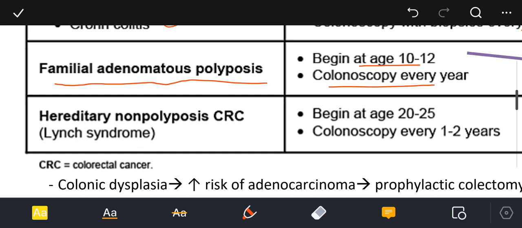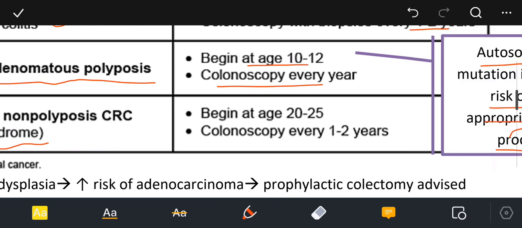The next point is about hereditary non-polyposis colorectal cancer, also known as Lynch syndrome. It begins at age 20 to 25. The colonoscopy is done every 1 to 2 years.